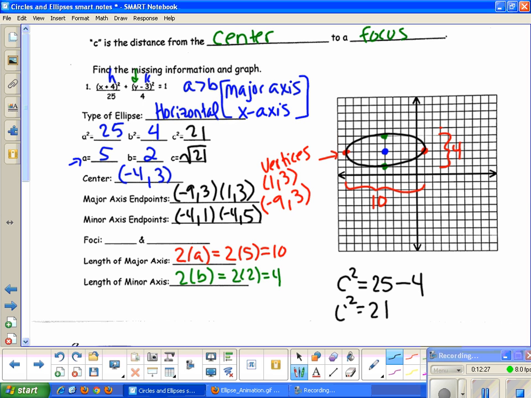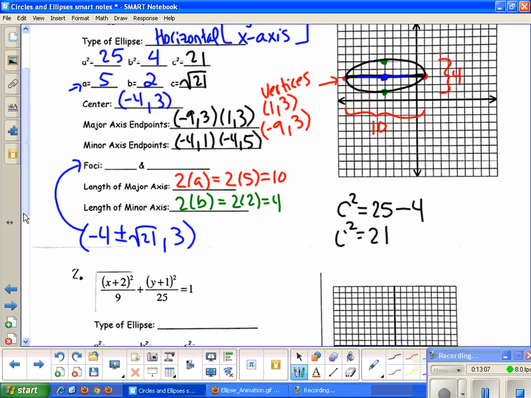So then for the focal points, we are going to do 2 different things. Remember we said the focal points are always on the major axis. So this is the major axis right here. That means from the center we're going to go a distance of c, which is root 21. So we're going to go to the right root 21 and to the left root 21. What we're doing is taking our x value from our center, which is negative 4, and adding and subtracting root 21 to that value. And our y value stays the same.